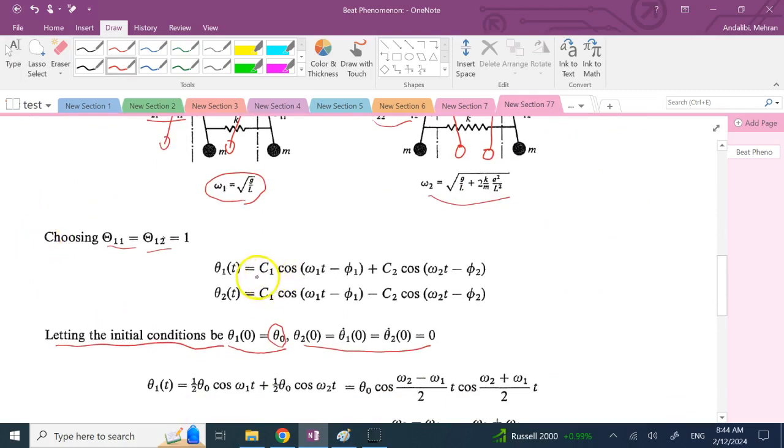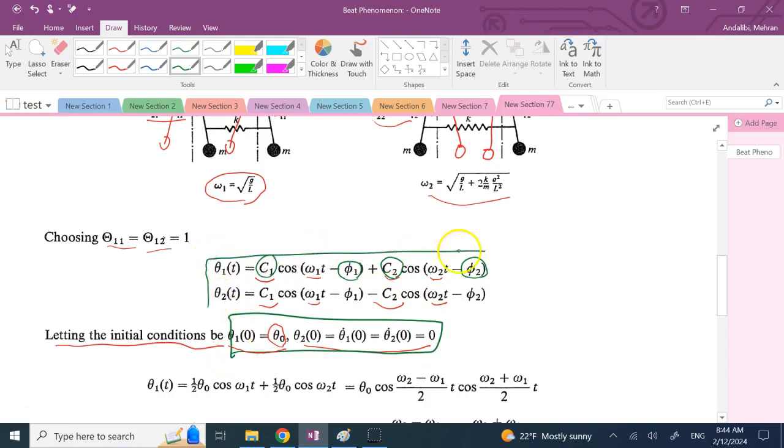So look, a ratio of 1 to 1 with frequency omega 1 and a ratio of 1 to negative 1, as you can see, with frequency omega 2. And there are 4 constants to be found here. One is C1, the other one is C2, then the phases phi 1 and phi 2. They come from these 4 initial conditions, of course. So these are responses to this initial condition.